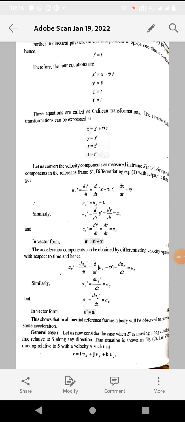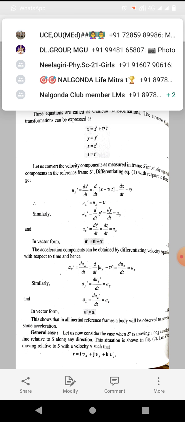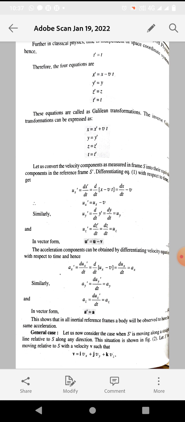But what about when two reference frames travel with the velocity of light, or comparable to it? What kind of reference frames and what kind of equations do we require to express the position and momentum of that object or event? We use Lorentz transformations. This is a very, very important topic. Its applications are length contraction and time dilation.